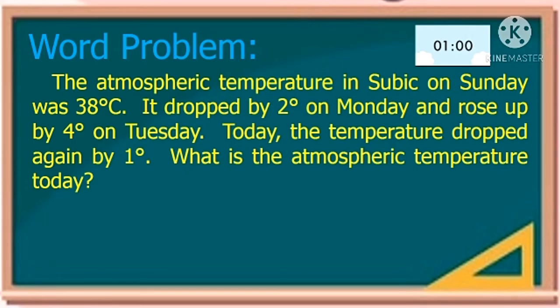Word problem. The atmospheric temperature in Subic on Sunday was 38 degrees Celsius. It dropped by 2 degrees on Monday and rose up by 4 degrees on Tuesday. Today, the temperature dropped again by 1 degree. What is the atmospheric temperature today? I'll give you 1 minute to answer the problem. Ready? Timer starts now.